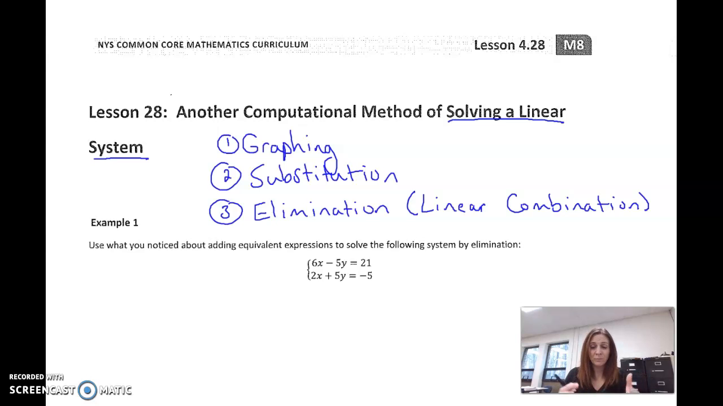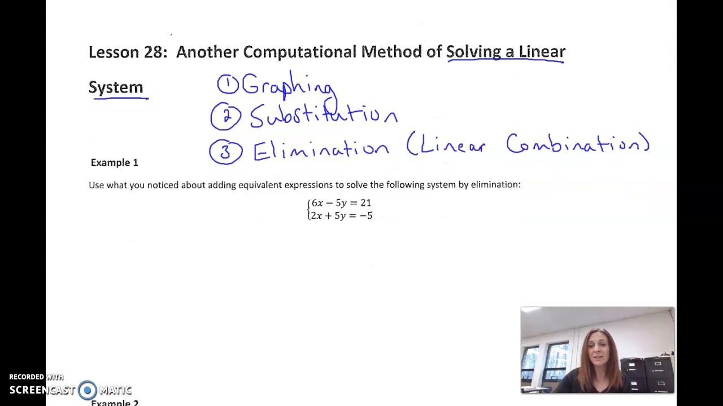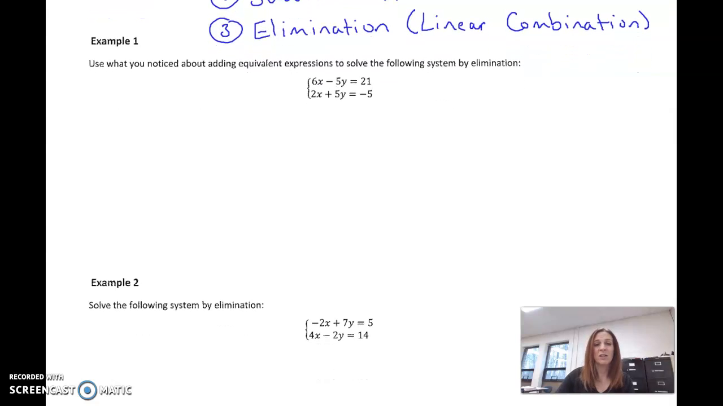And when we find a solution, we're looking for the x and the y value that make both equations true statements. If there's three equations, make all three equations true statements. So let's get started with elimination. Use what you've noticed about adding equivalent expressions to solve the system by elimination. Here's our key right here.